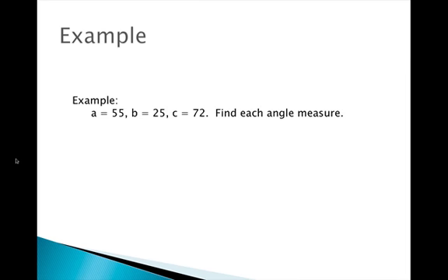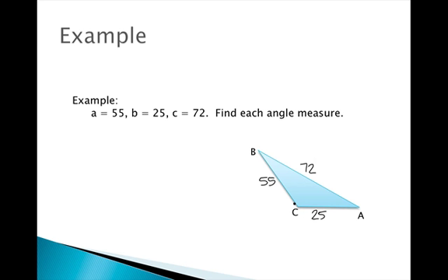So our first example here, we're given the three side lengths, and we need to find each of the angle measures. So let's take a look at this triangle and actually write down the information that we have. So we know that side length a is 55, side length b is 25, and side length c is 72. We need to solve for each of the angle measures.